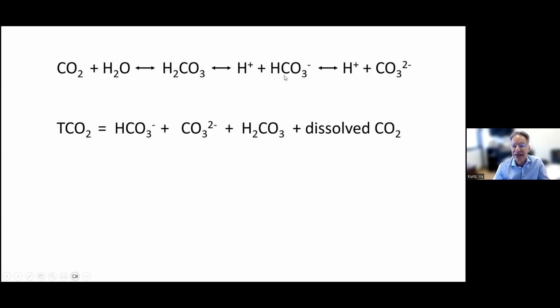The only way we get a bicarbonate concentration is by calculating it from the blood gases. There's no measurement of bicarbonate clinically. It's always calculated. Whereas this is measured. The total CO2 is measured.